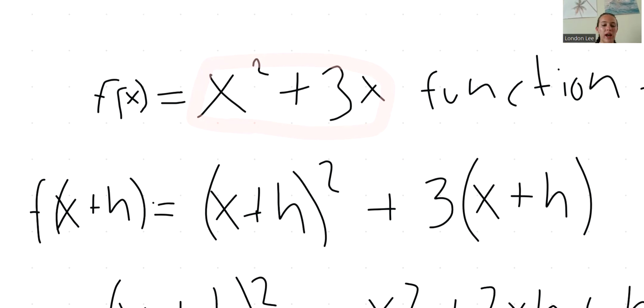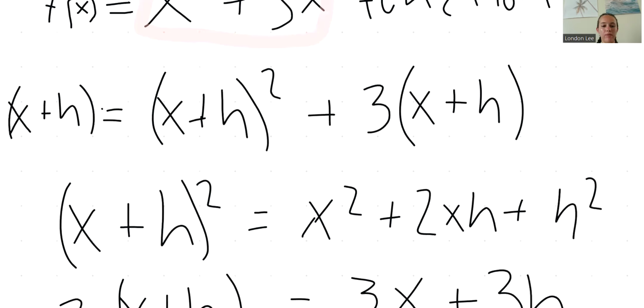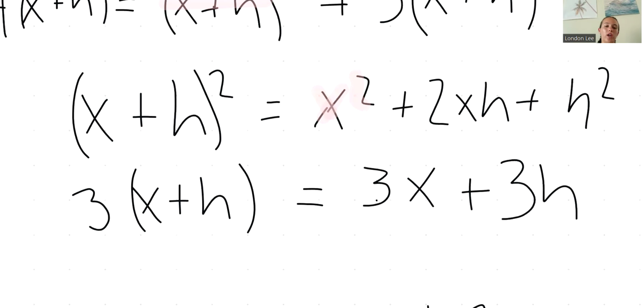So if we expand those, we start with the first one. Follow me along right here. It gives us x squared plus 2xh plus h squared. So that's what happens when we expand this first piece right here. Then if we expand this one, we find it is 3x plus 3h.